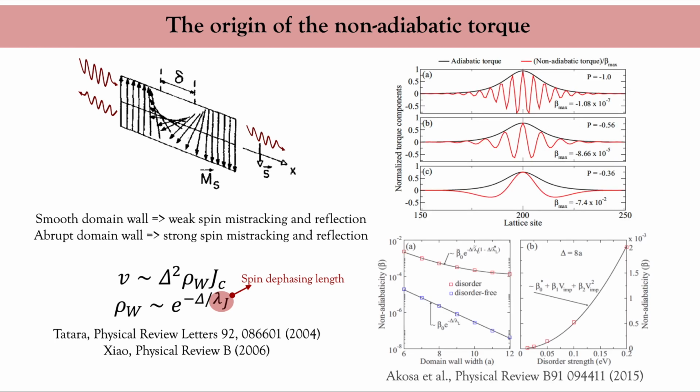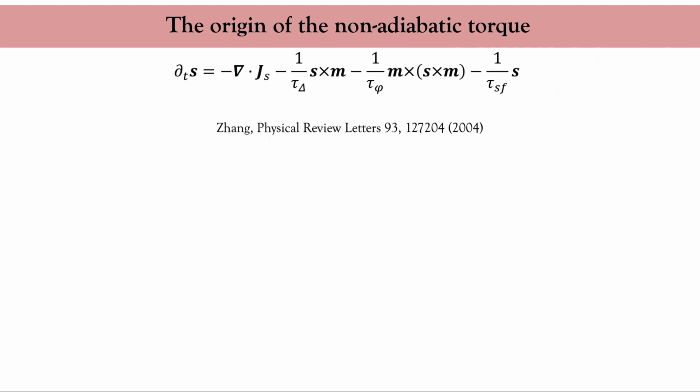However, the simulations show that the torque induced by spin mistracking is in general very small and can be substantially enhanced by putting disorder in the system. This calls for an alternative scenario. The second scenario was proposed by Shufeng Zhang the same year and has to do with spin relaxation.